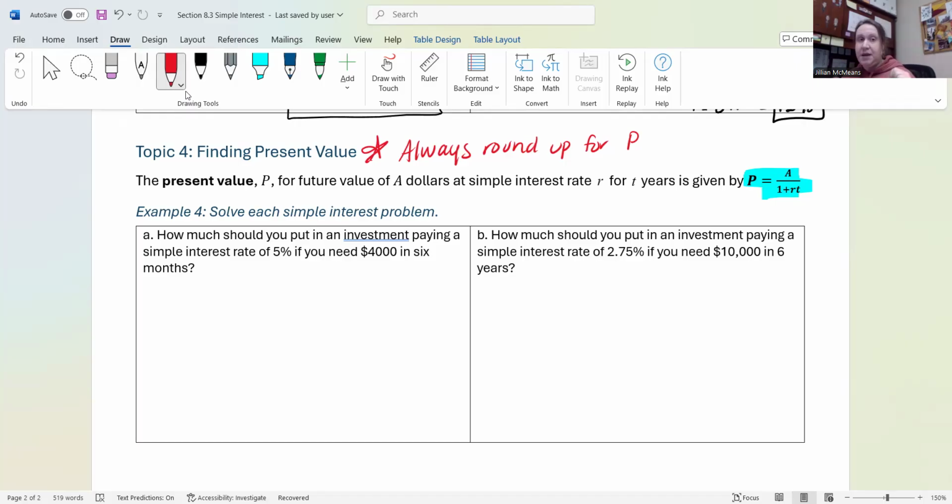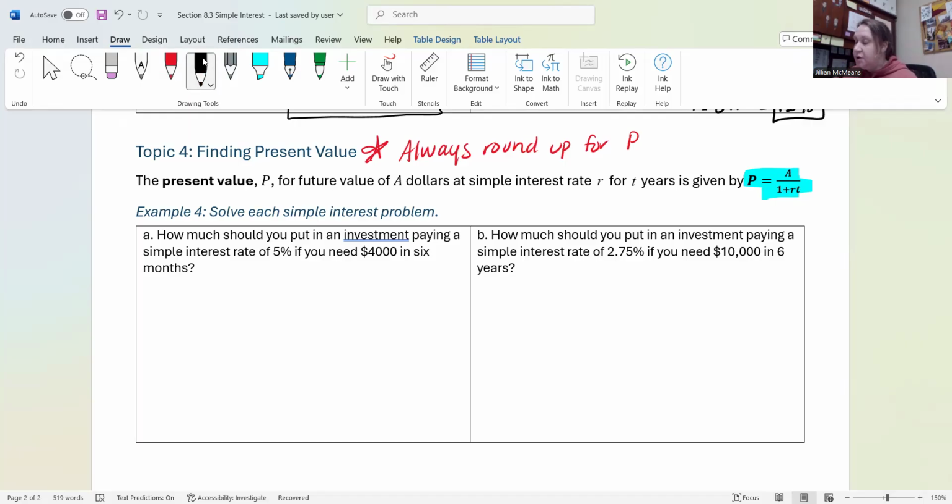Luckily, we're going to see P in section 8.3, obviously 8.4, and again in 8.5, so you'll have a chance to practice this. This formula is a little bit nastier because it looks like a fraction, but if you have the graphing calculator, I'll show you how you can type it in as a fraction, which is a little bit easier. But let's go ahead and get started.